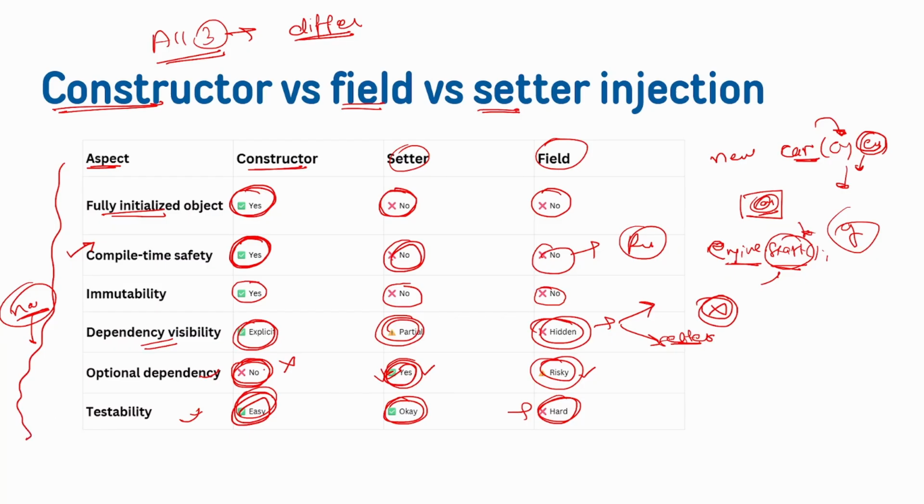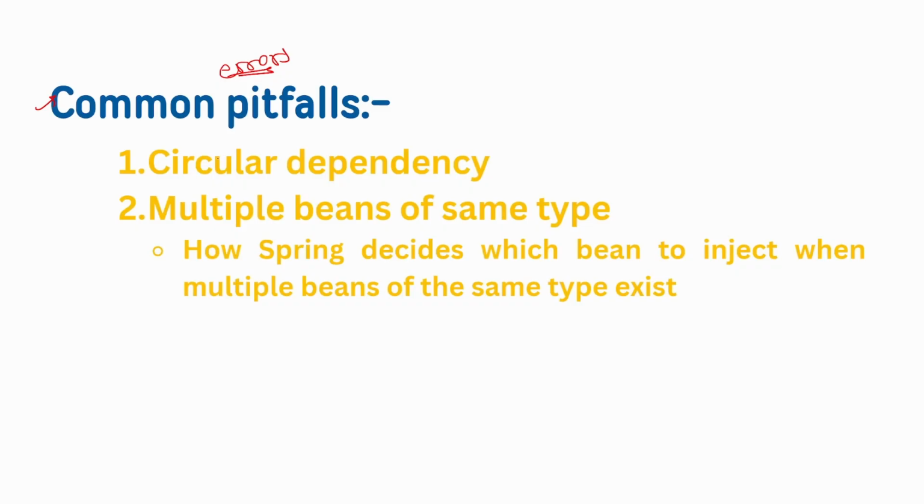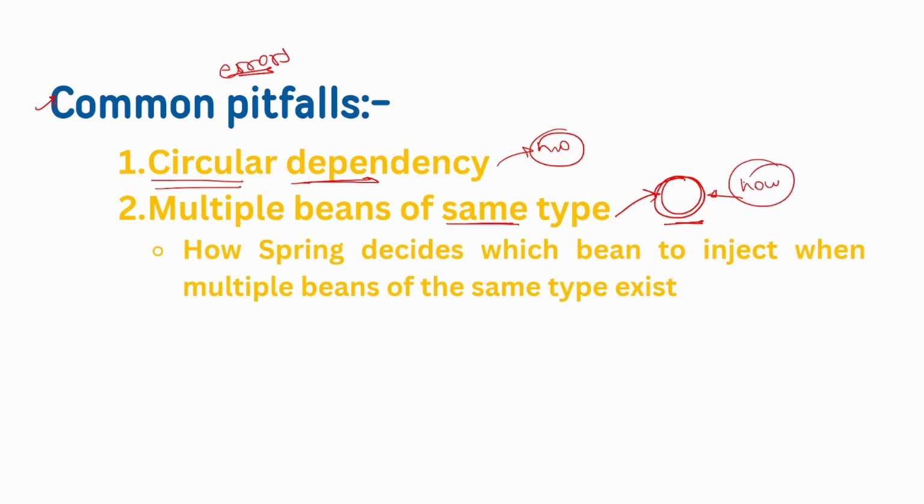So we have covered dependency injection, the different methods of dependency injection. Let's see some of the major pitfalls or common errors in dependency injection. The first one is circular dependency. By mistake, we may create a circular dependency and it gives us an error, so how do we avoid it? And what happens if more than one bean of the same type is available in the Spring context? How will Spring decide which bean to inject?